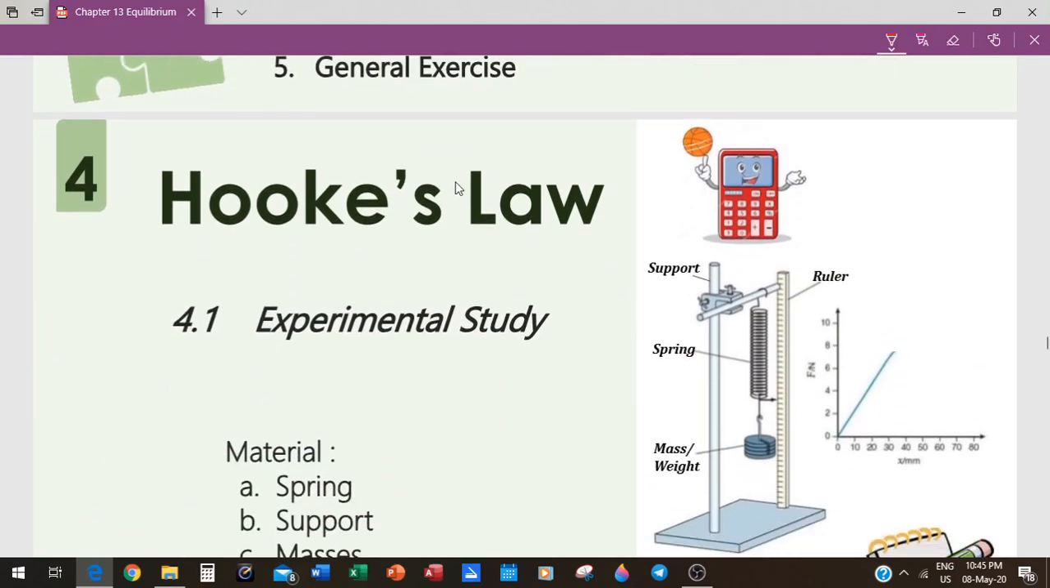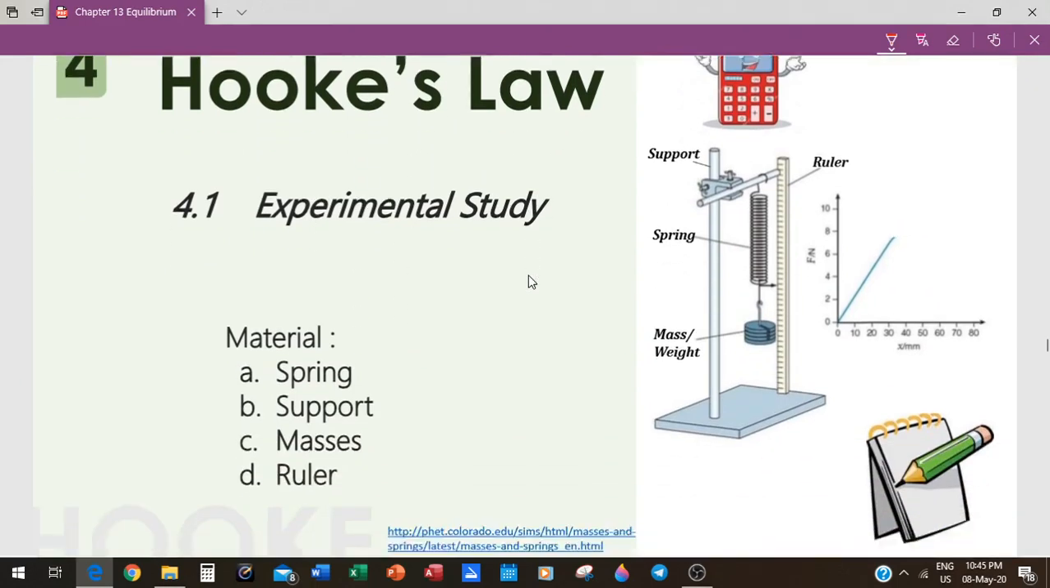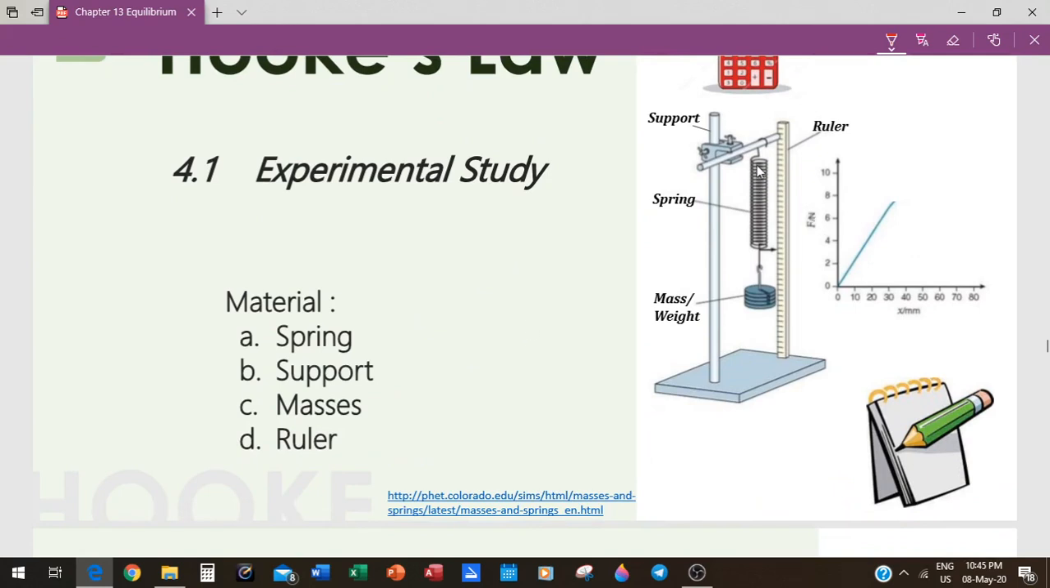First, we start with the experiment that Hooke executed. The materials he used: a spring, this is the spring. He used a support, this is the support. Masses, these are the masses. Here we see one mass, and we will connect more masses to do this experiment, and a ruler. As you can see, this is a ruler.